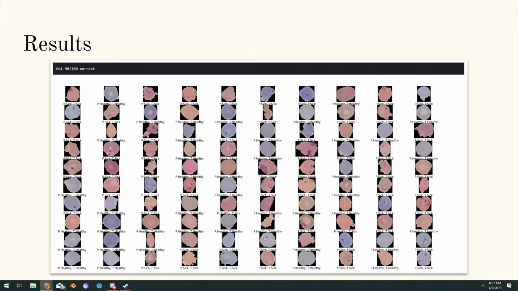So here you can see a table of the network predicting results from random images from the data set and displayed on this table. Out of this randomly selected 100 cells, it correctly guessed 98. So I felt like that was a pretty good result.